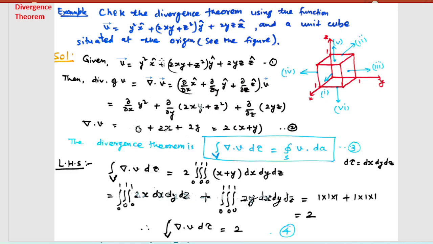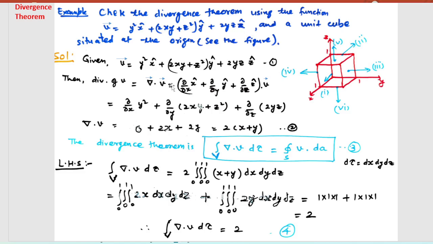So B is this vector function. So del dot B means the divergence of this. We have the dot product of del with the given vector. It is in the Cartesian coordinate system because x, y, z are there. So we can take del by del x x cap plus del by del y y cap plus del by del z z cap dot B. B is the vector y square x cap plus (2xy plus z square) y cap plus 2yz z cap. So the dot product, x cap will give us the value.